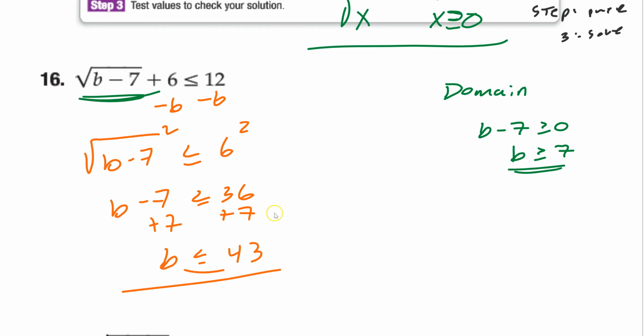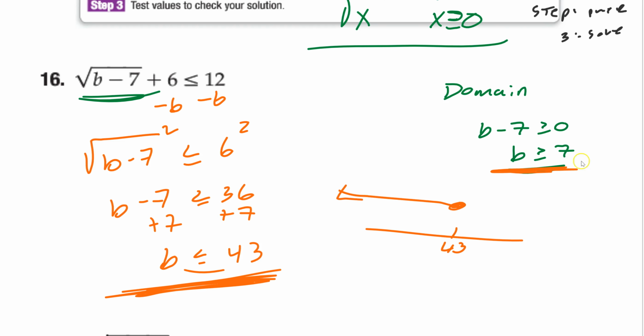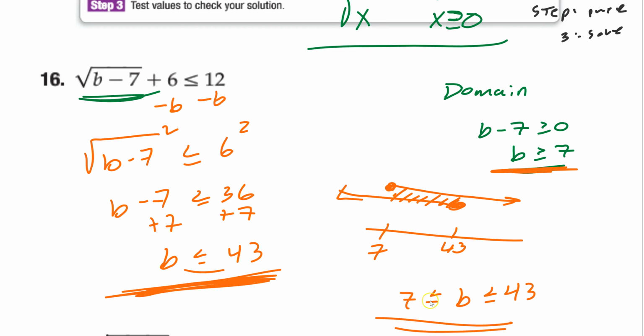That's not all the way right, because if I plug in, let's say 1 in here, I get a negative radical, and I can't have that. That's why it's a combination of your solution plus the domain. So this is saying that you're at 43, you're less than it. This is saying you're at 7, and you're greater than it. So where's my answer? The overlap. You're in between 7 and 43. That's the answer. B has to be between those two values.